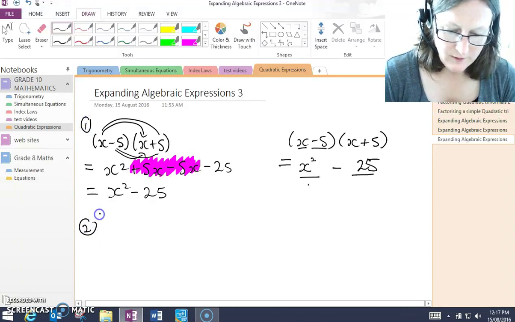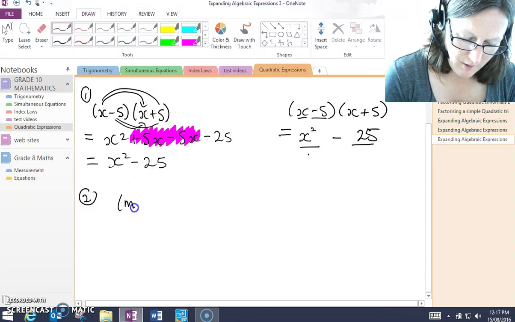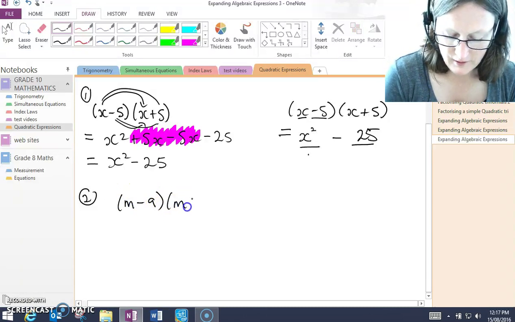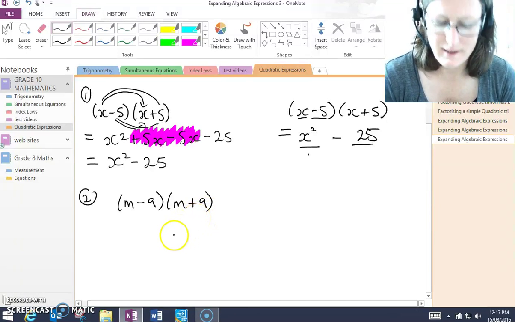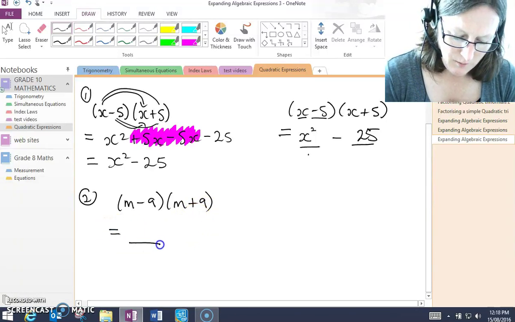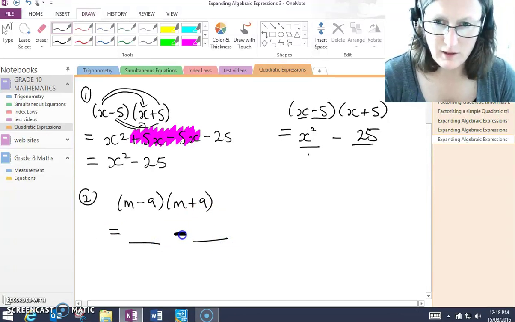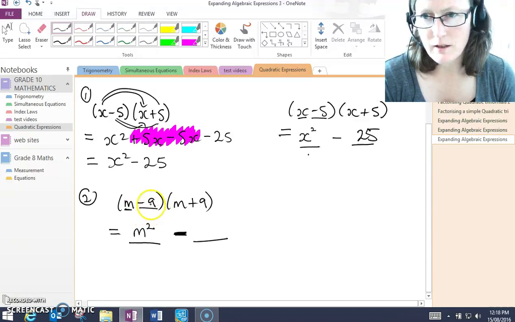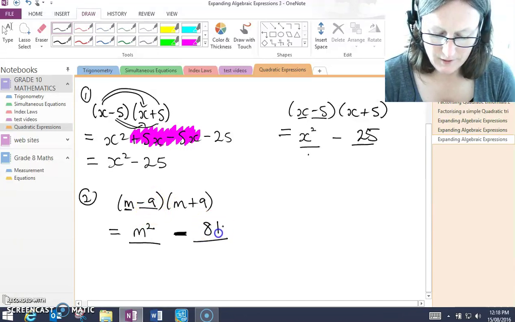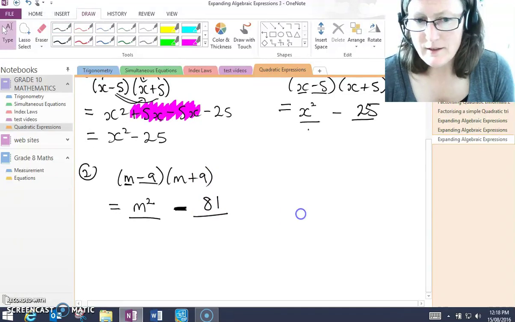Okay, I'll do another one, and we'll just do this second one the quick way. So if we have m minus 9, m plus 9, hopefully I can recognise that yes, there is a quick way, because what's in the brackets is exactly the same except for the sign. I'm going to be left with two terms, always with a different sign in the middle. First term, I square m, so m squared. Second term, I square minus 9, which is 81. If you need to, you can do that the long way. You'll end up getting the same answer.